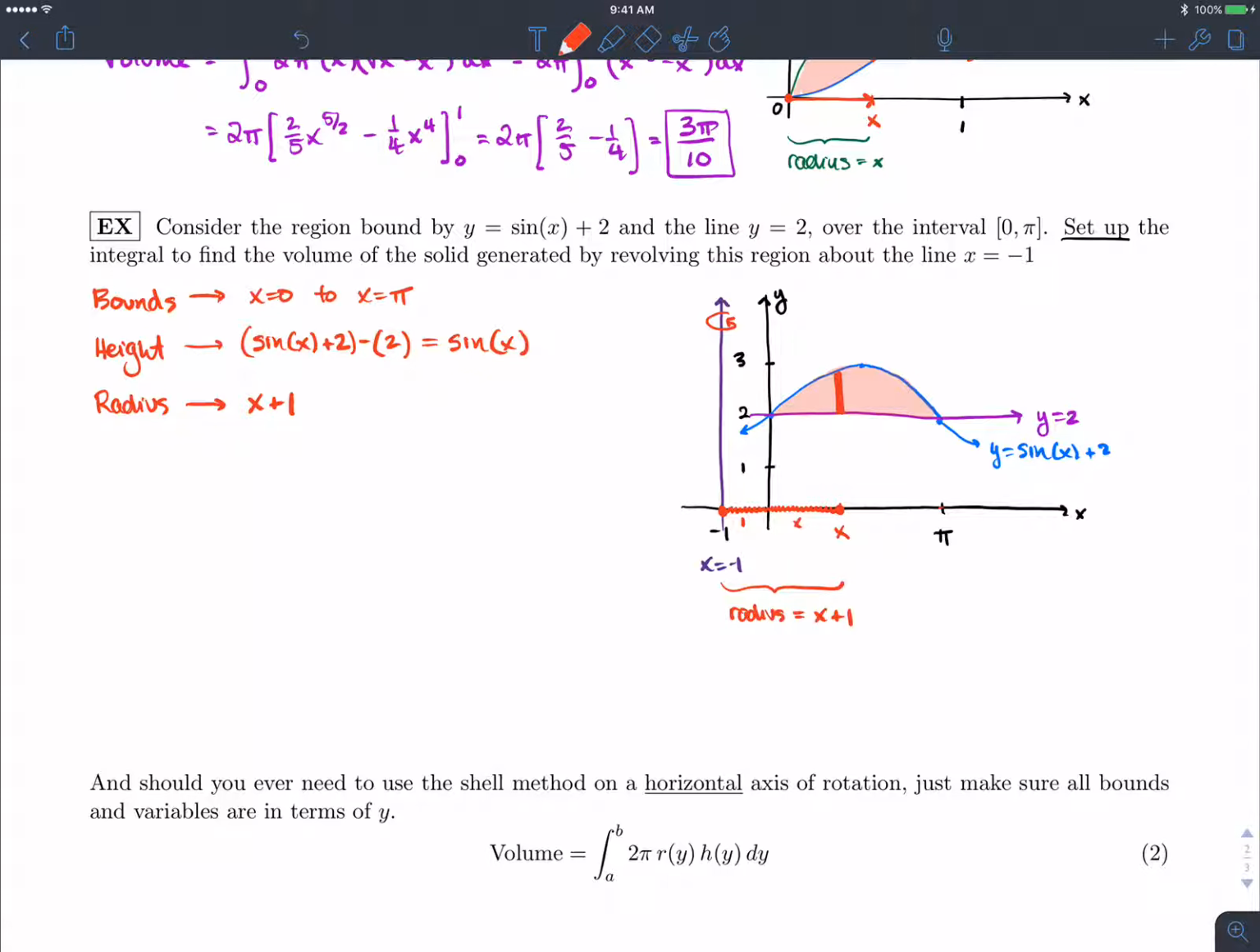All right, so now we've got all we need to set up our shell method integral. So volume will be equal to the integral from 0 to pi of 2 pi times the radius times the height dx.